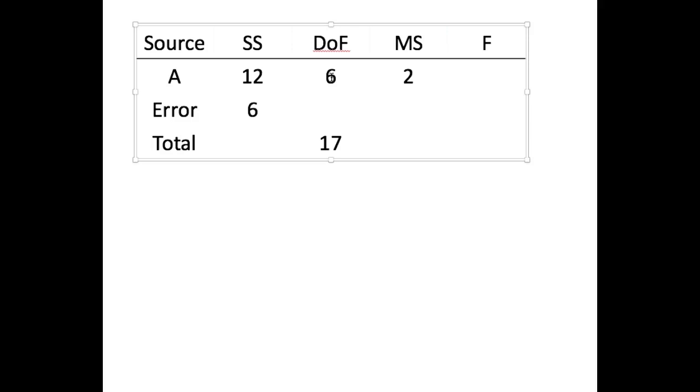Now we're going to say, okay, well, we've got 17 total degrees of freedom, and we know everything in that column adds up to our total degrees of freedom, which must mean that our error degrees of freedom are the total minus a, and so that would be 11. And from here we can go on to figure out the rest of our table, our mean squares, and our F value. We have all our degrees of freedom and we are all set to do that.